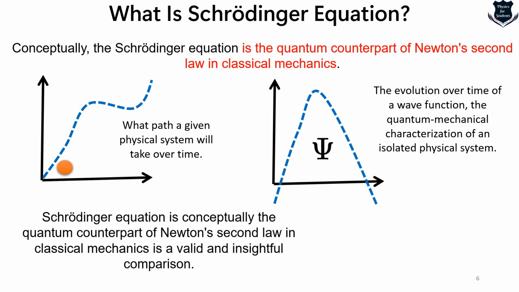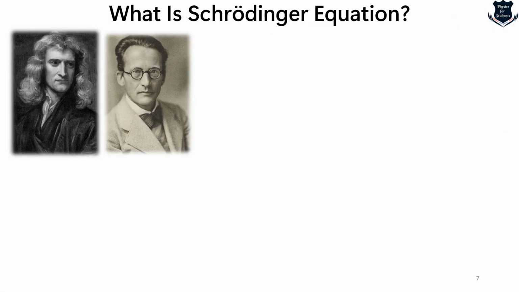So what I'm trying to tell is this, that the Schrodinger equation is conceptually the quantum counterpart of Newton's second law in classical mechanics, and it is valid, and it is a very insightful comparison, or I would say an insightful discussion. Now what do I mean by quantum mechanics compared with classical mechanics, how it can be compared, and how things go. So let us look into the next part of the video.